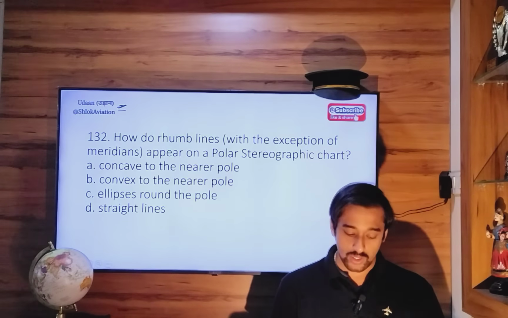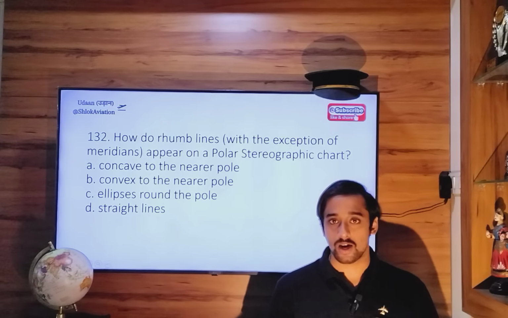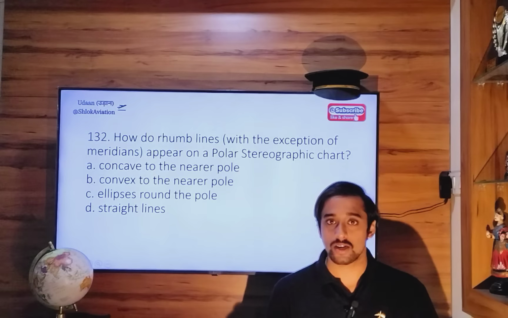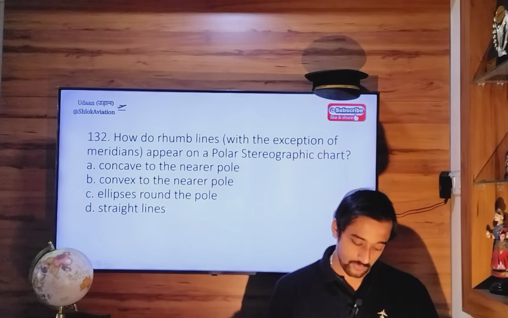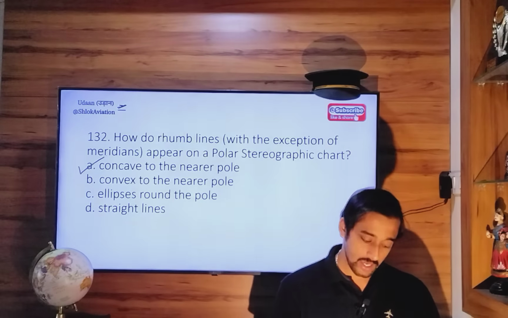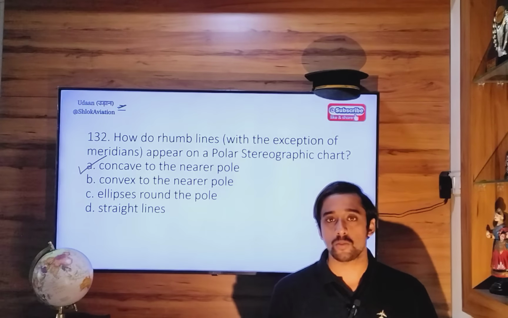How do rhumb lines, with the exception of meridians, appear on a polar stereographic chart? On a polar stereographic chart, rhumb lines are lines concave. Concave means away from the nearest pole. So it is option number A. Remember all the properties of all the charts: Mercator, Lambert's, polar.